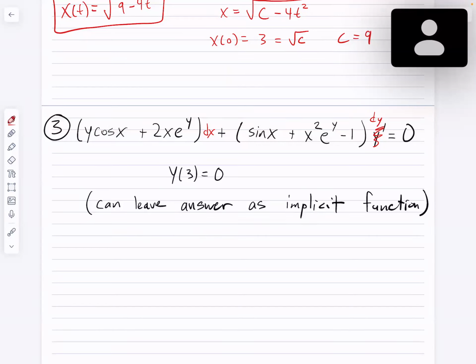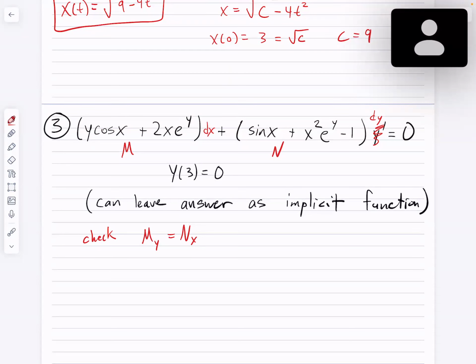And then what I want to do is, if I call this M and I call this N, I need to make sure that M sub y equals N sub x. I need to check that to make sure it's exact. If I take the partial with respect to y on the left-hand side, I get cosine x plus 2x e to the y. And if I take the partial with respect to x on the right-hand side, I get cosine x plus 2x e to the y. And so, yep, it's checked, it's exact.